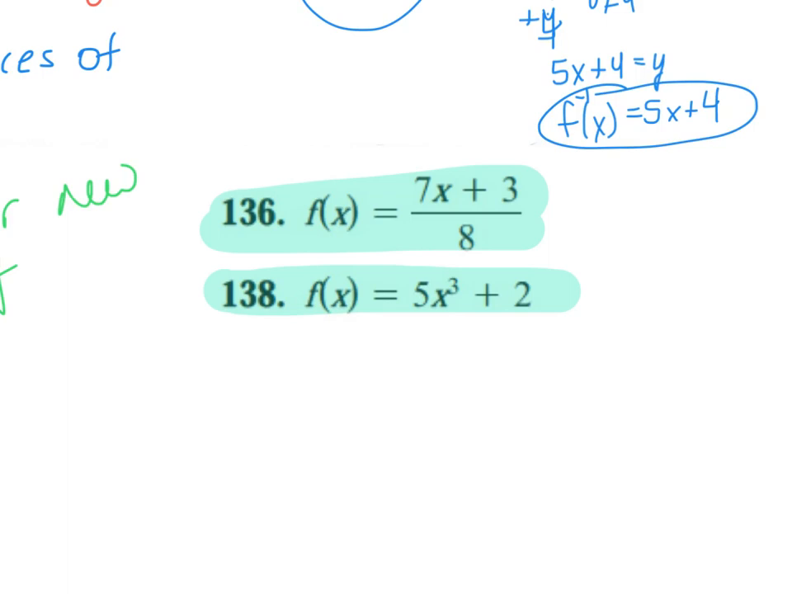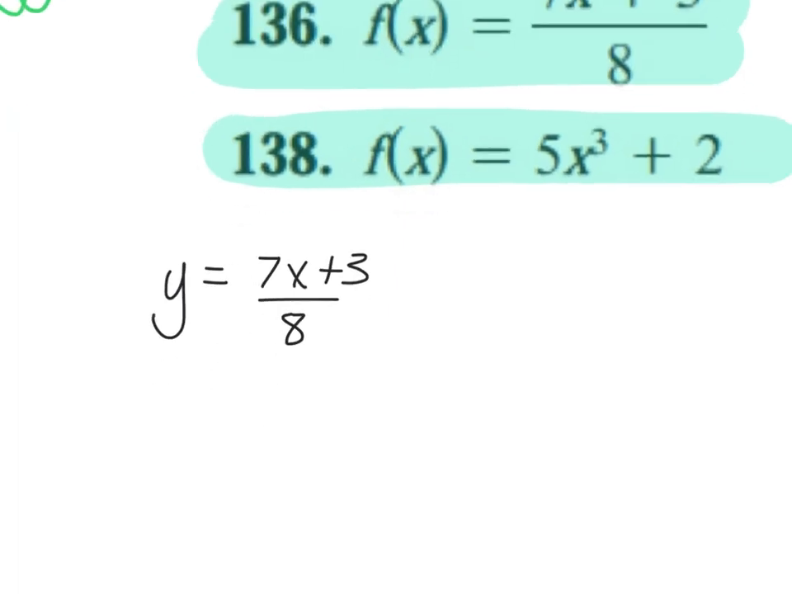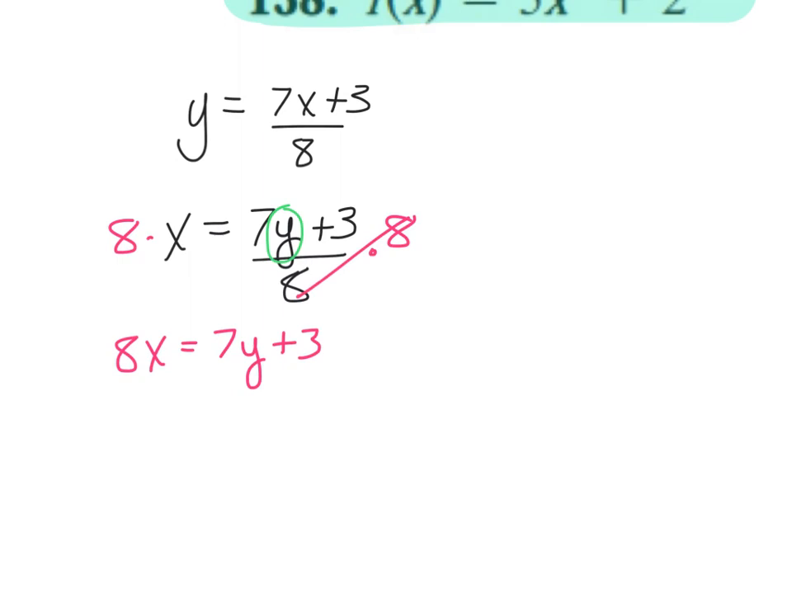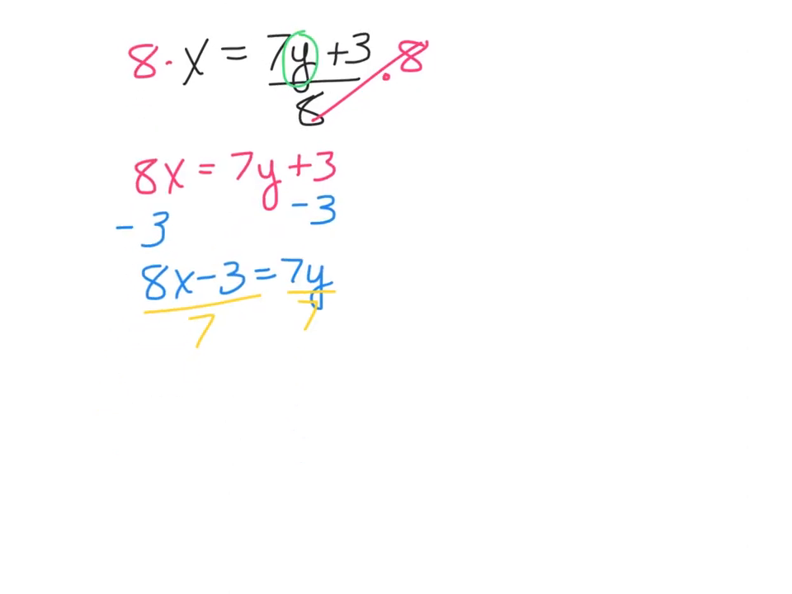All right, so if I look at 136, the first thing I'm going to do is write y equals 7x plus 3 over 8. What do I do? Switch the x and the y. So x equals 7y plus 3 divided by 8. Now our goal is to get y by itself. So the first thing I'm going to do is multiply both sides by 8. So 8x equals 7y plus 3. Now what? Subtract 3. 8x minus 3 equals 7y. Now what? Divide everything by 7.